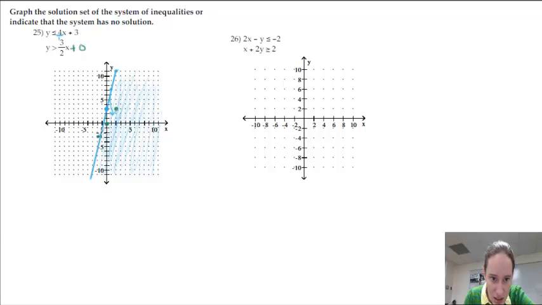It's a dashed line, so I can't cheat and draw it myself. I mean, with the computer. Okay, and it's greater than that line. So which direction is greater than? Well, if I draw my arrow, it's this side, right here.